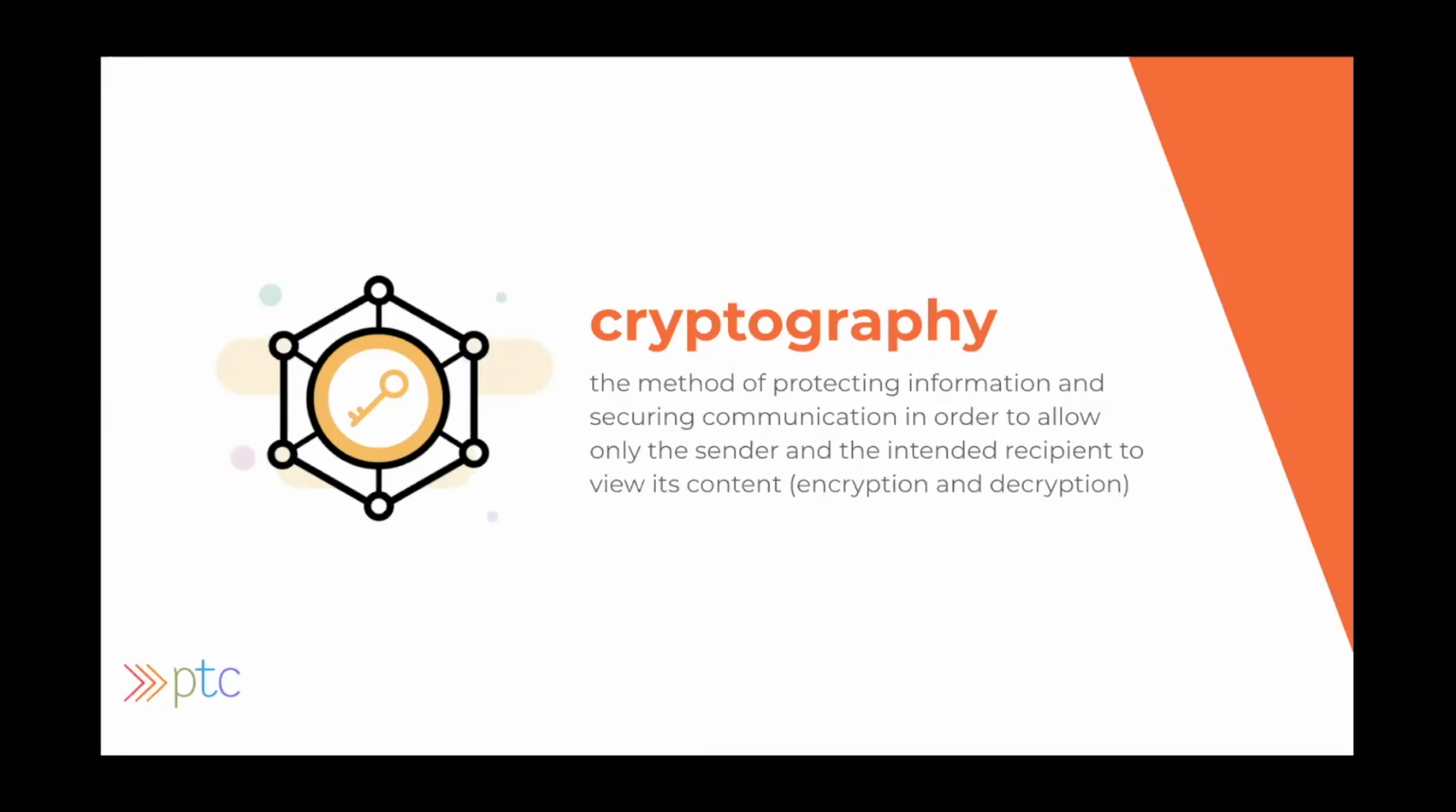So now moving on to cryptography. So what is cryptography? It is the method of protecting information and securing communication in order to allow only the sender and the intended recipient to view its content. You can encrypt a message, meaning you turn your intended message into something incomprehensible based upon some key. Encrypting this message with the key can look like a lot of different things.